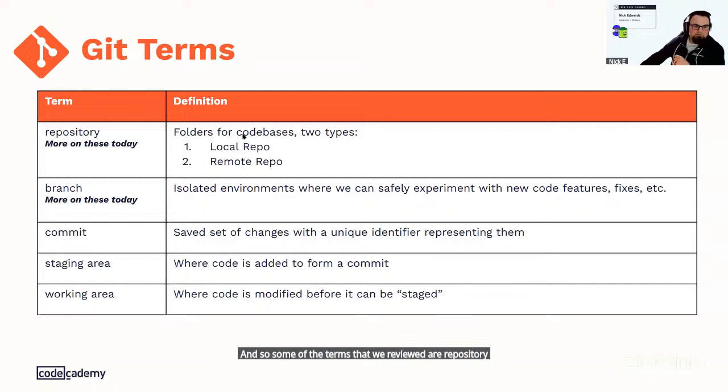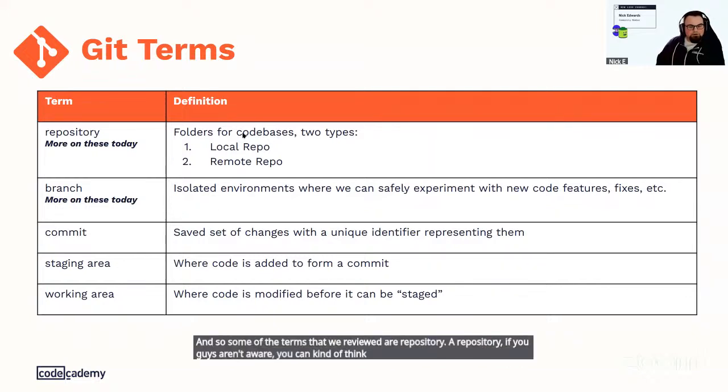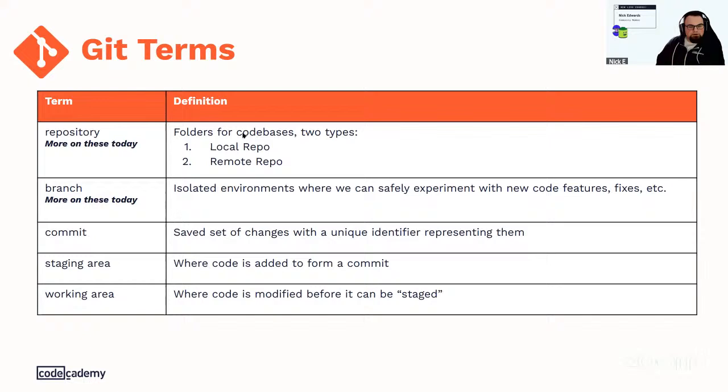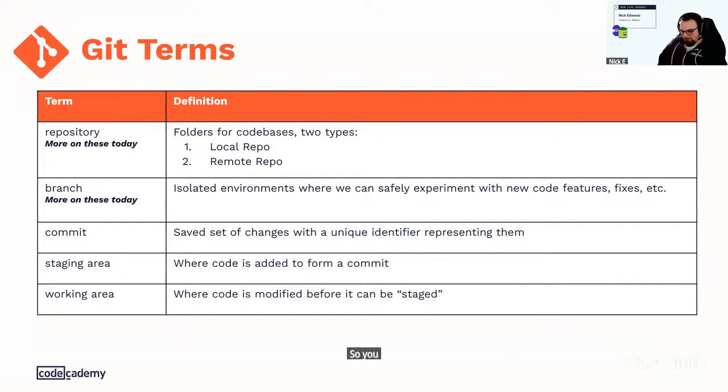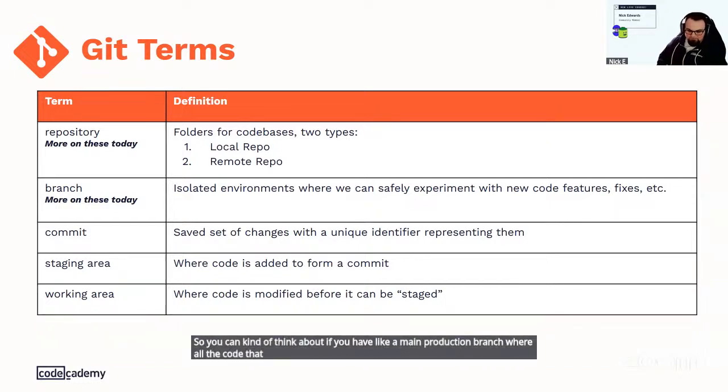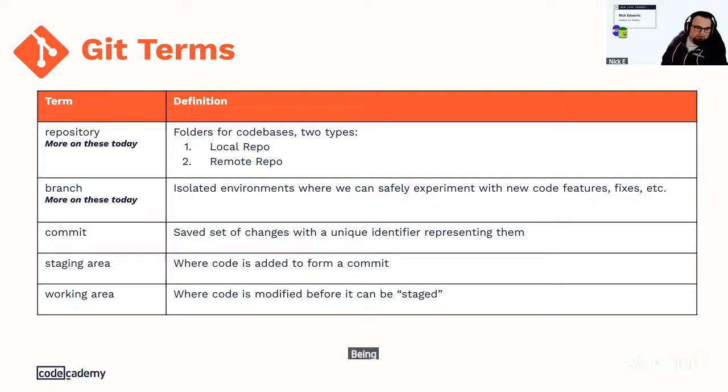A repository, if you guys aren't aware, you can kind of think of as like a folder for your code base. There are two types for isolated environments where we can safely experiment with new code features, fixes, etc. So you can think about if you have a main production branch where all the code that is actually being hosted on a server is connected for your end users.